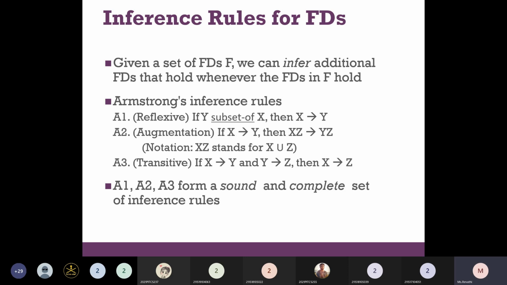So that is the reflexive property. Okay. So next comes augmentation.